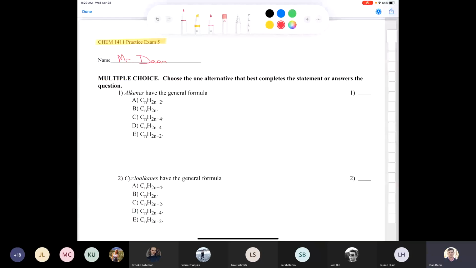Okay, chemistry 1411. This is practice exam 5. First question, alkenes have the general formula. Well, if we draw the bond line structure of an alkene, like let's say we draw propene, or 1-butene, or 2-butene, either way, they all have the same general formula, which is CnH2n.